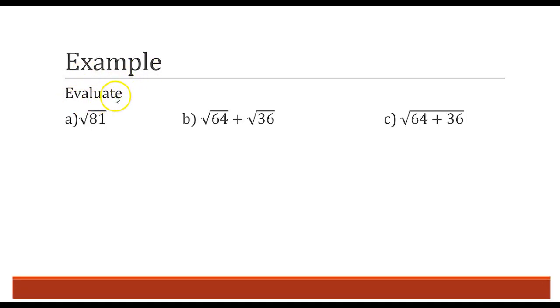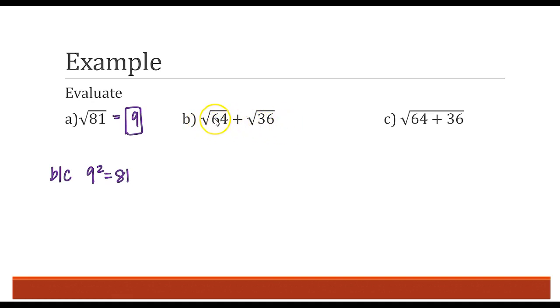In this example, let's evaluate each of the following. In part A, we have the square root of 81. What number do I have to square to get 81? That is the number 9. The square root of 81 is 9. The reason this works is because 9 squared is equal to 81. We don't have to write this work, but this is why the square root of 81 is 9, because 9 squared equals 81.